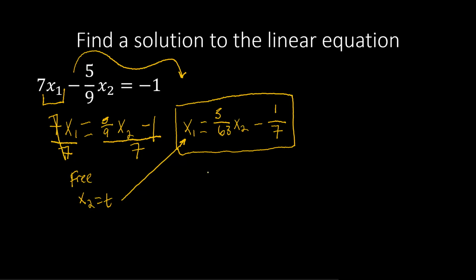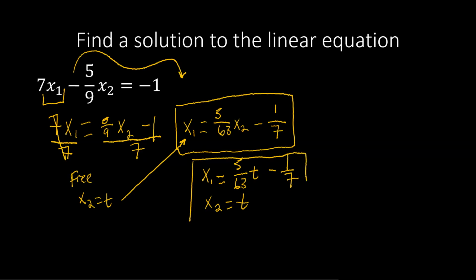So what we get for our final answer is x1 is equal to 5 over 63 t minus 1 over 7, and then x2 is equal to t. So that would be the final answer for the solution to this linear equation. And remember that that x2 value is what we call free.